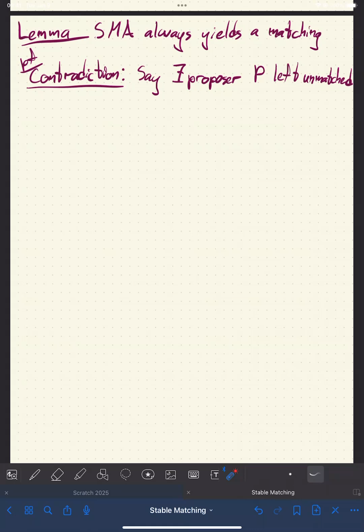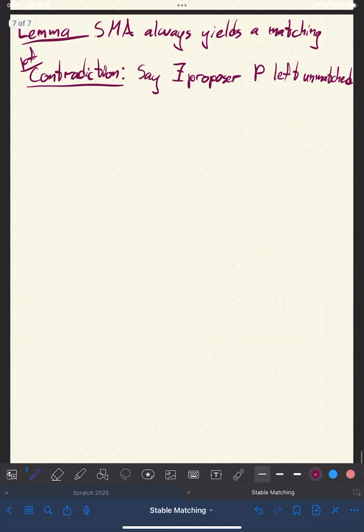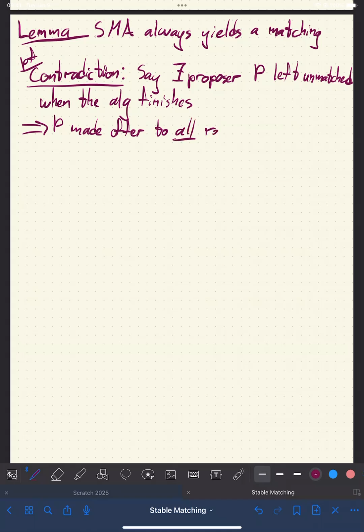All right. So let's say we have this proposer that is left unmatched, specifically when the algorithm finishes. And what can we do from that? If there's a proposer that's left unmatched when the algorithm finishes, that means that P made an offer to all rejectors and got rejected. P is having a hard time.